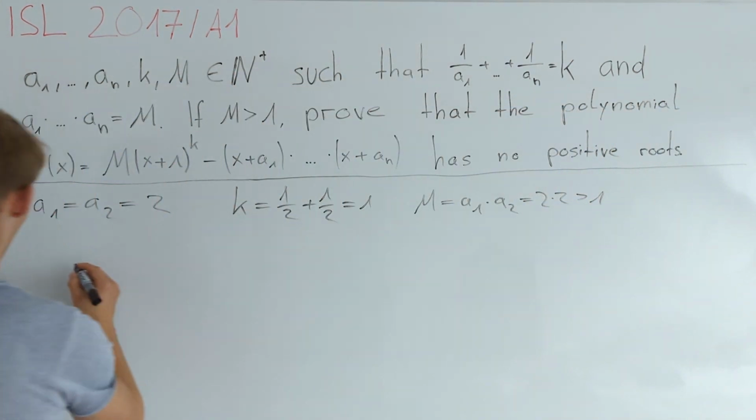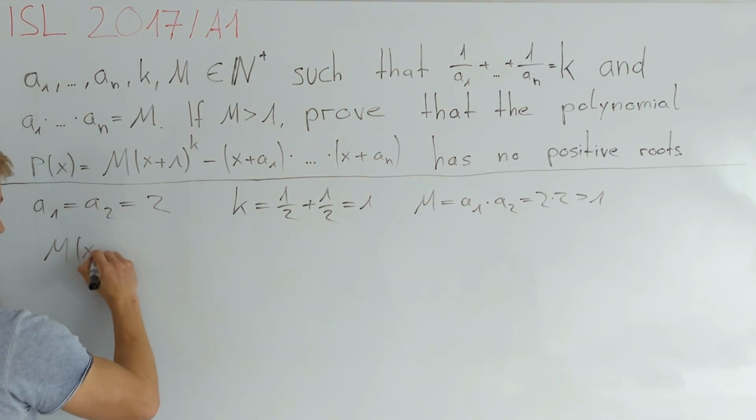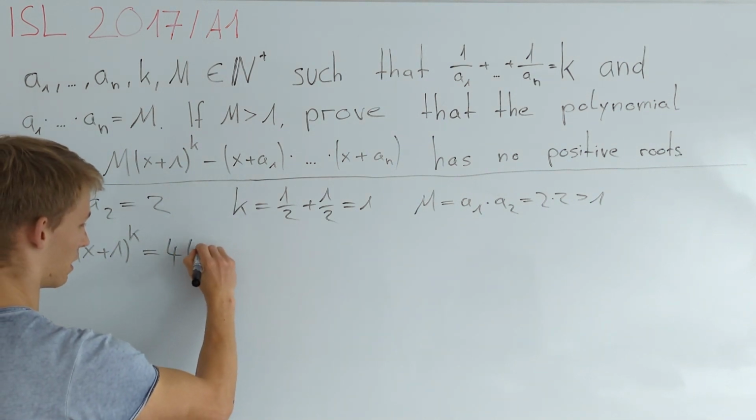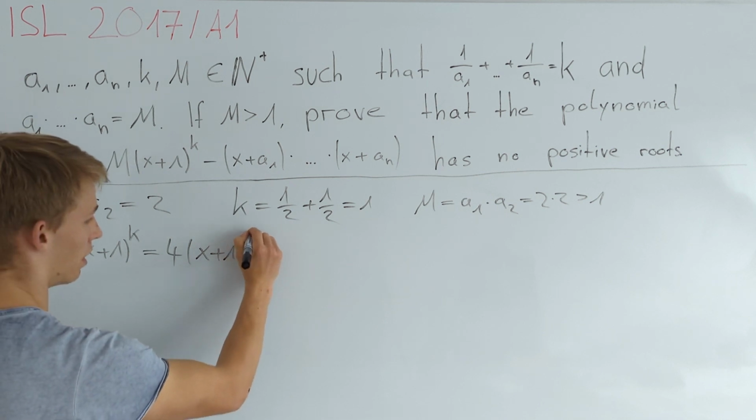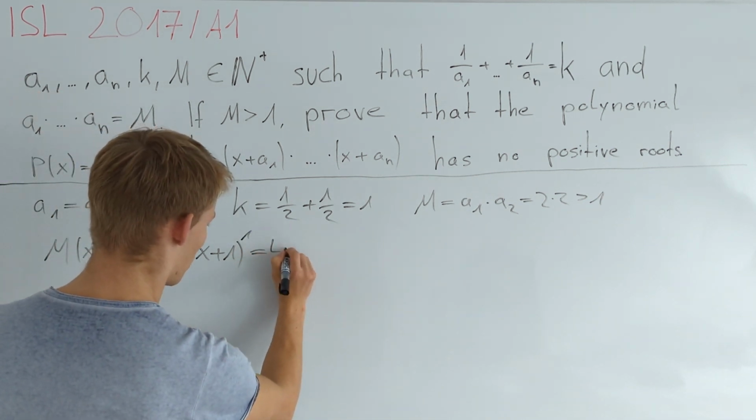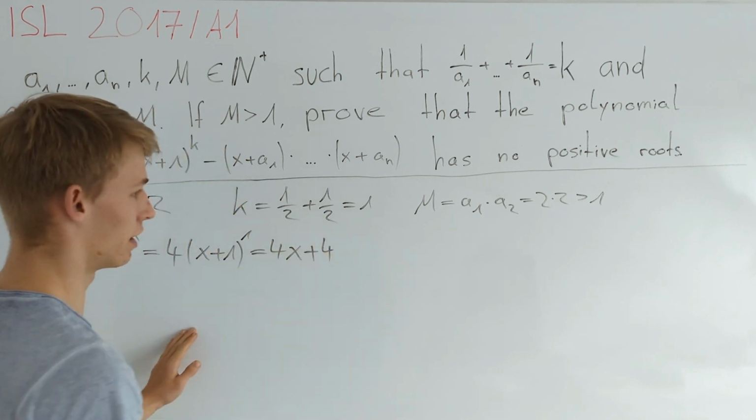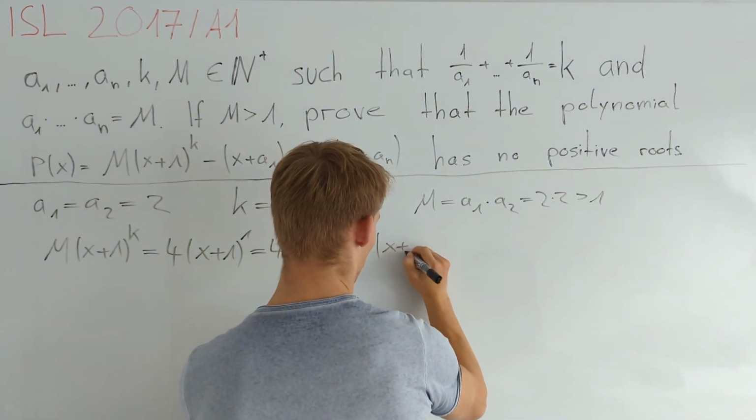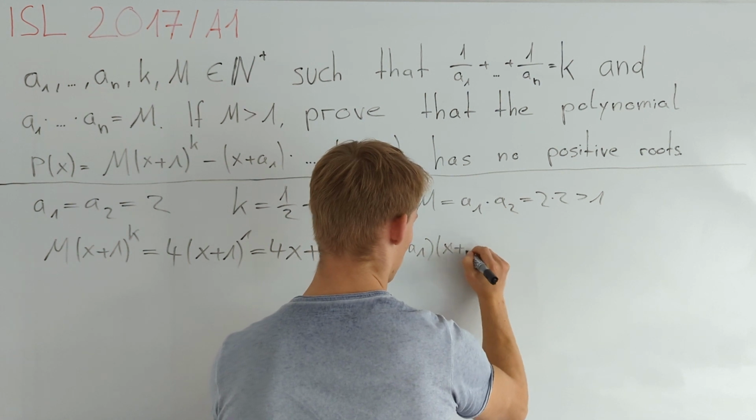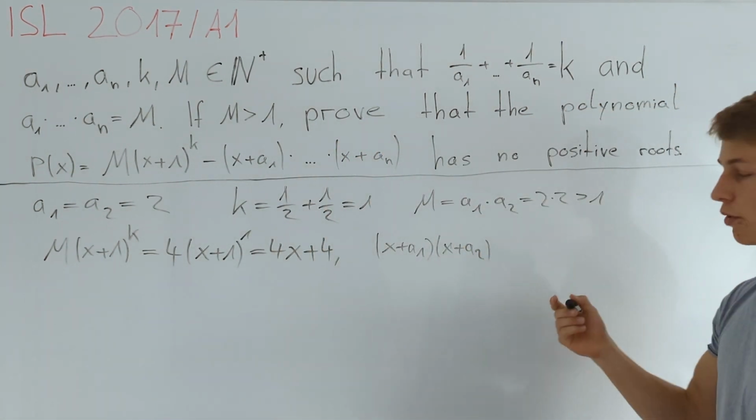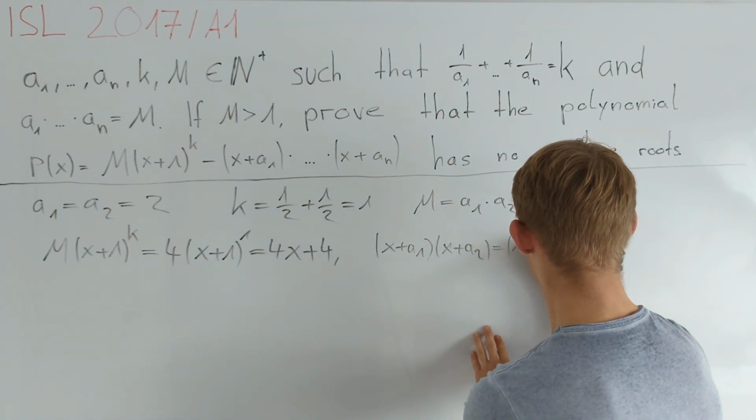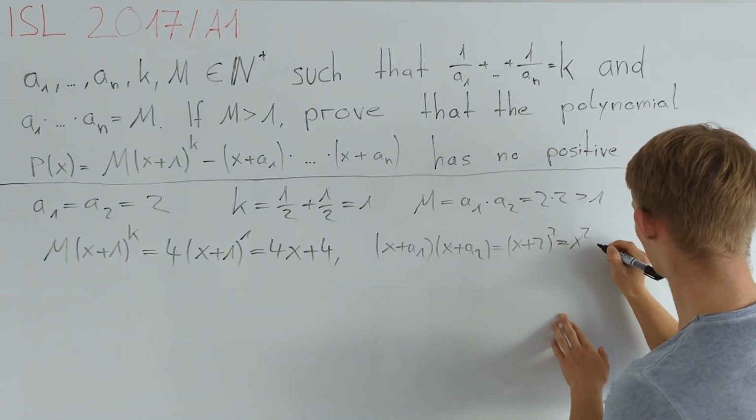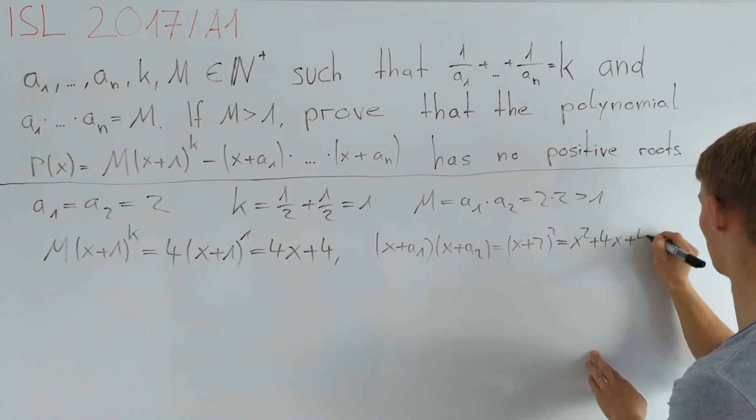Now let's evaluate these two terms here. At first, we have that m times (x plus 1) to the power of k is equal to 4 times (x plus 1) all to the power of 1, and this is now equal to 4x plus 4. And on the other hand, the second term is (x plus a1) times (x plus a2), and here a1 and a2 are both equal to 2, so this is equal to (x plus 2) squared, and this is equal to x squared plus 4x plus 4.